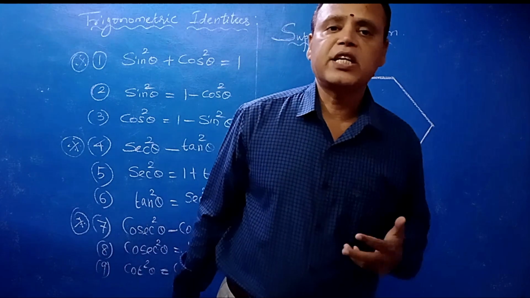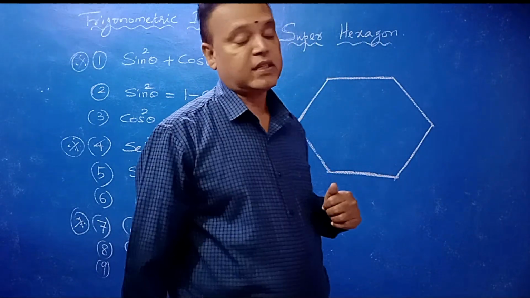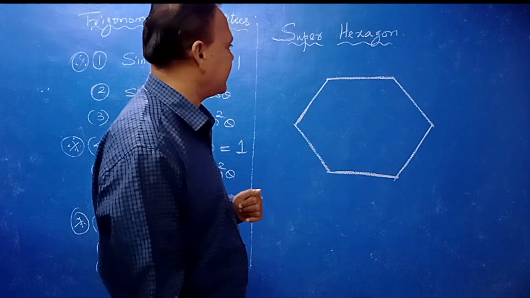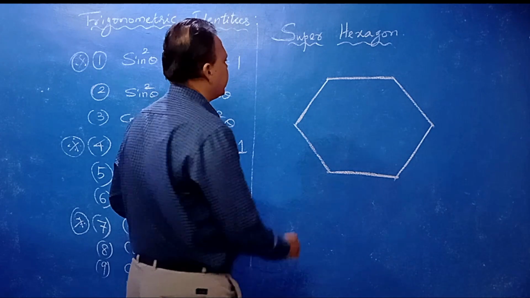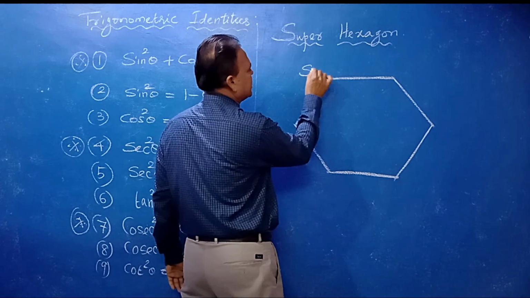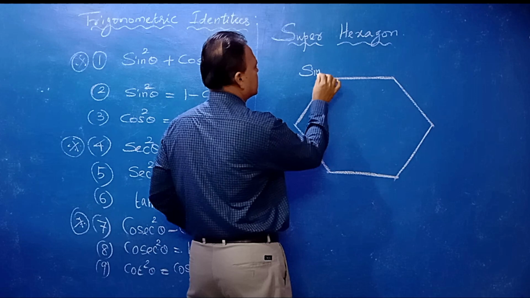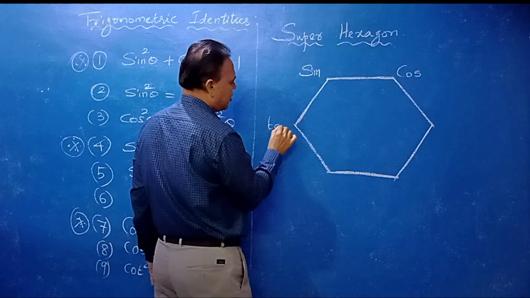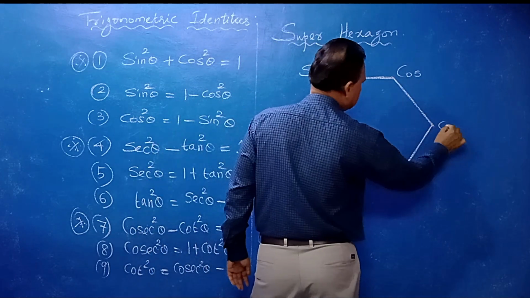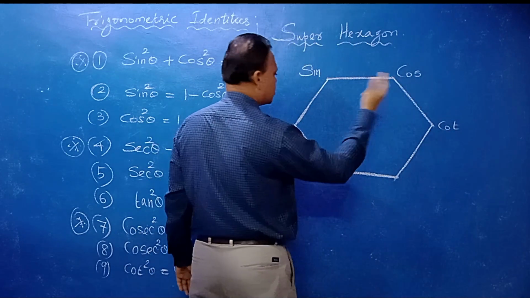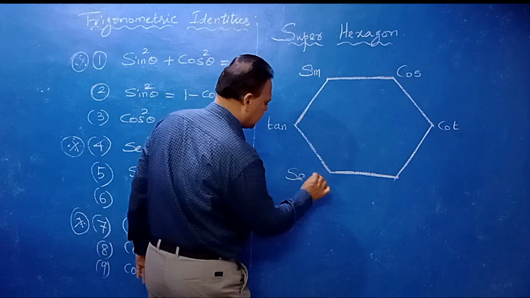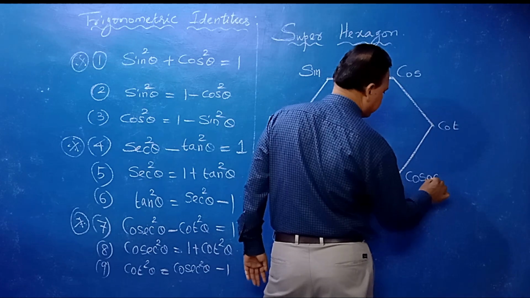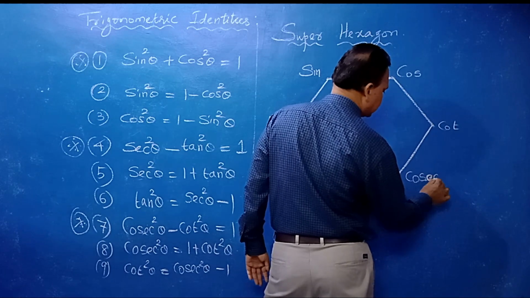You can also easily remember these identities by using the super hexagon method. The only thing is you have to write here, first, sin. Start with sin, cos, then tan, cot, in order, then sec, cosec. Sin cos, tan cot, sec cosec. So easy to remember.